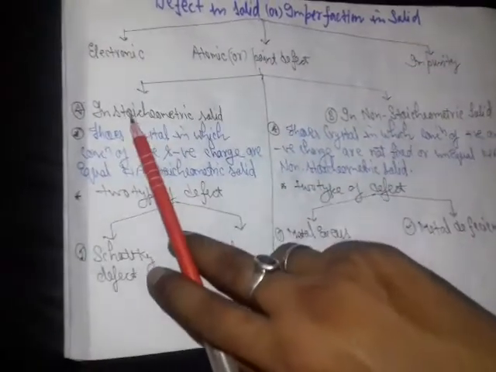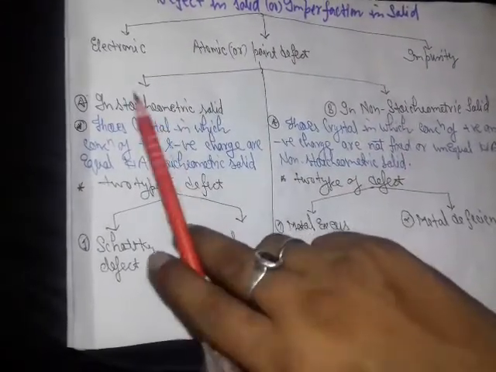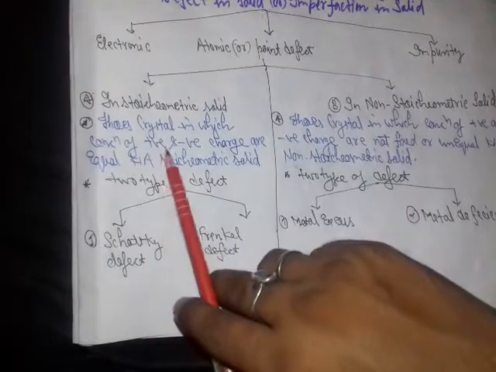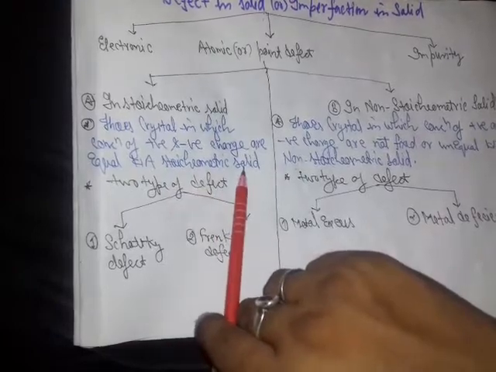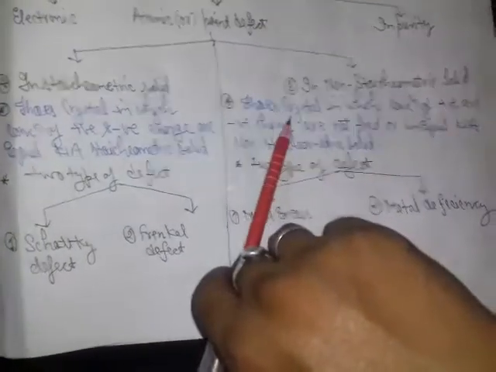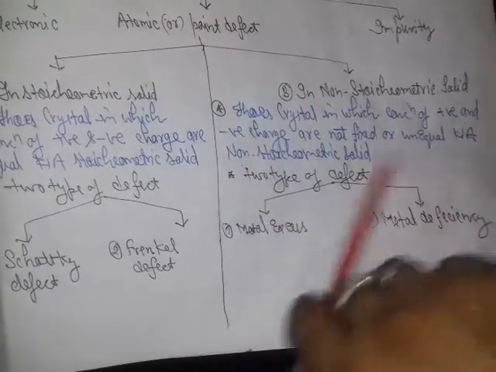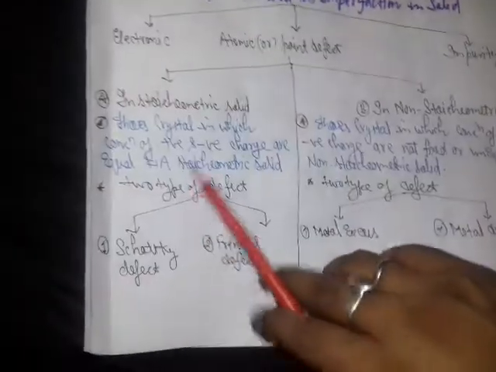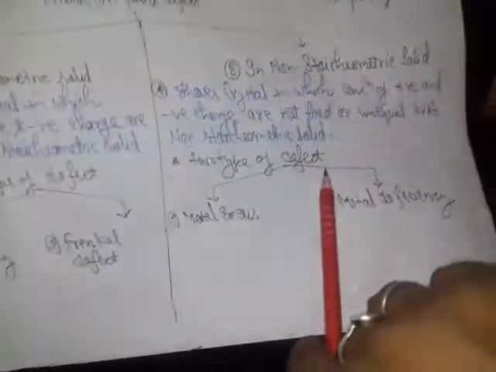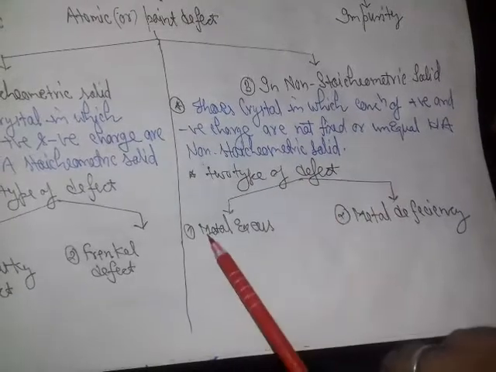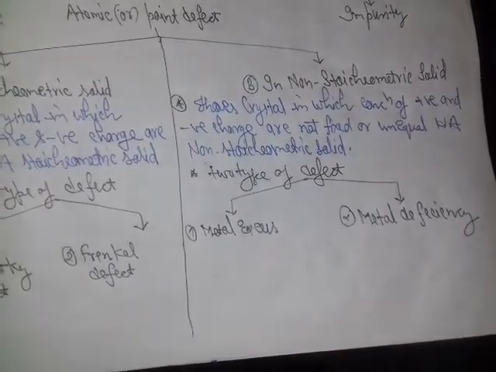There are two types, that is stoichiometric solid defect and non-stoichiometric solid defect. What is stoichiometric? Those crystals in which the concentration of positive and negative ions or charge are equal are known as stoichiometric solids. In non-stoichiometric, those crystals in which the concentration of positive and negative charge are not fixed or unequal are called non-stoichiometric solids. In stoichiometric there are two types of defect, that is Schottky defect and Frenkel defect, and in the next section, that is non-stoichiometric solid, there are also two defects, that is metal excess and metal deficiency defect.